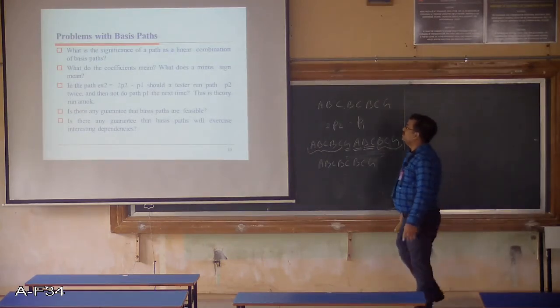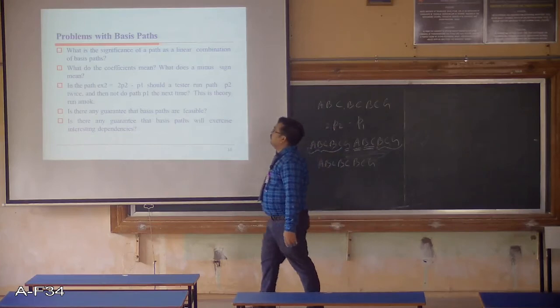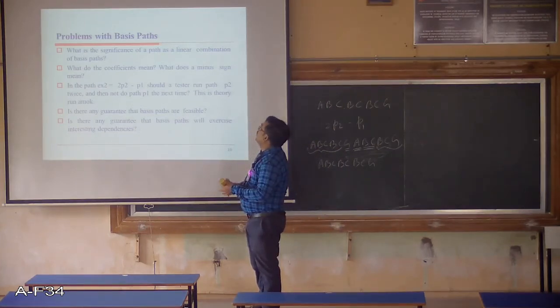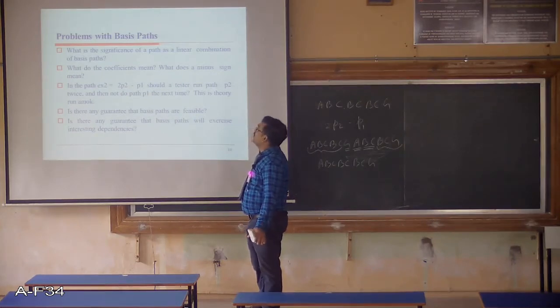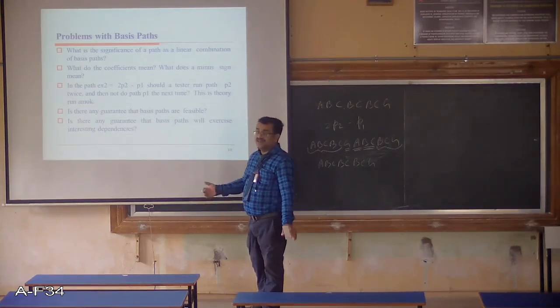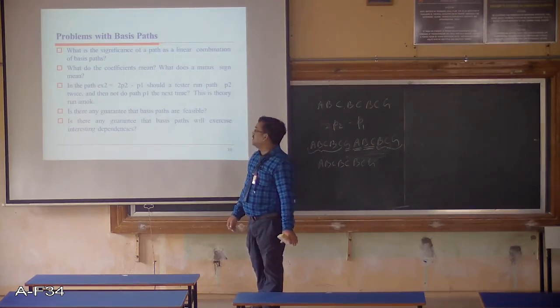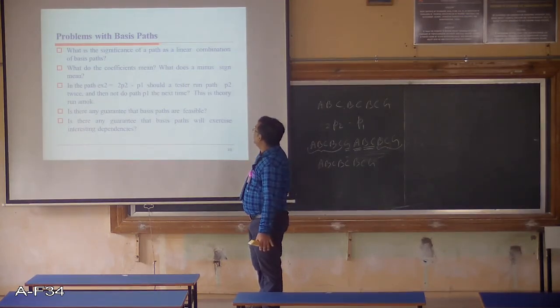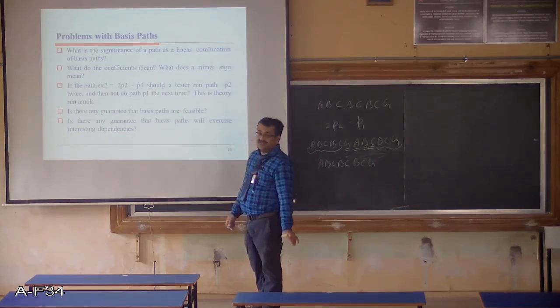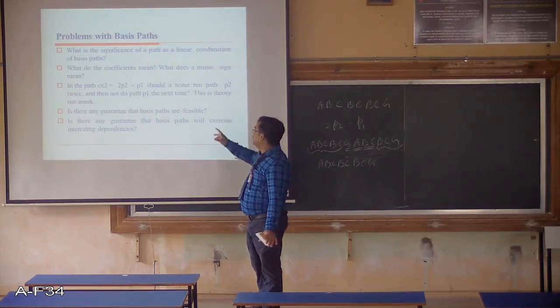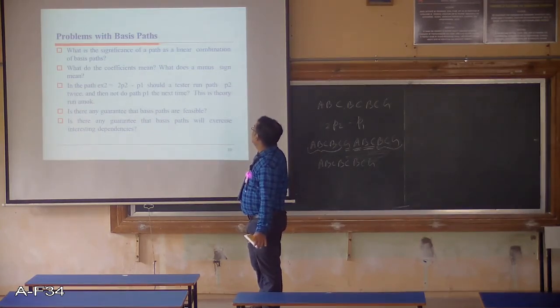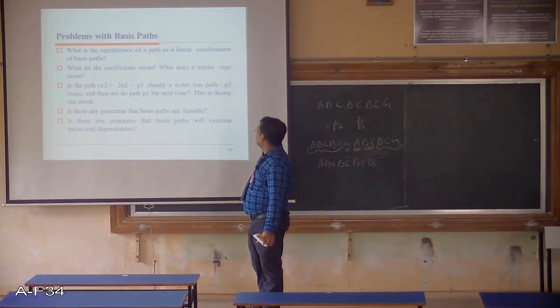So there are some problems with the basis path technique, it is not always very suitable. What is the significance of a path as a linear combination of the basis paths? How significant is the path that is derived as the linear combination of the basis paths? What do the coefficients mean? What does a minus sign mean? In the example 2p2 minus p1, should a tester run path p2 twice, and then not do path p1 the next time? Actually, in theory, it runs amok.